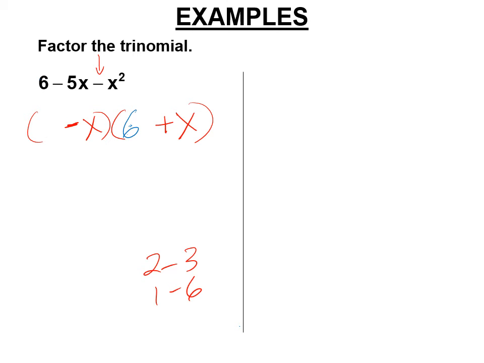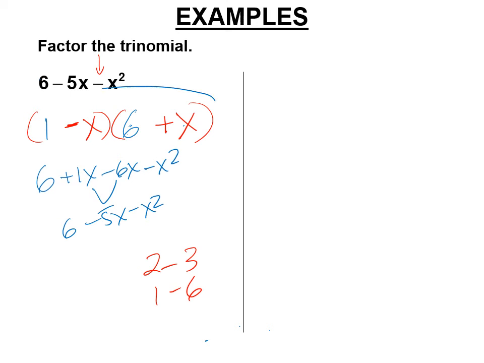So I'm going to try 6 and 1 now. Let's see. 1 times 6 is 6, outer plus 1x, inner minus 6x, negative x times x, negative x squared. Yeah, that's negative 5x, 6 minus 5x. This was a tough one.